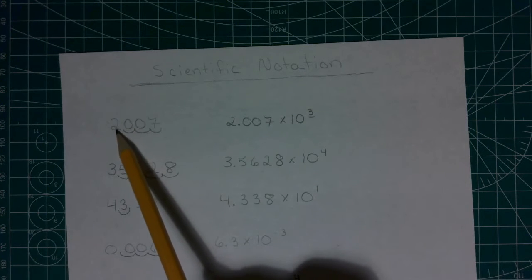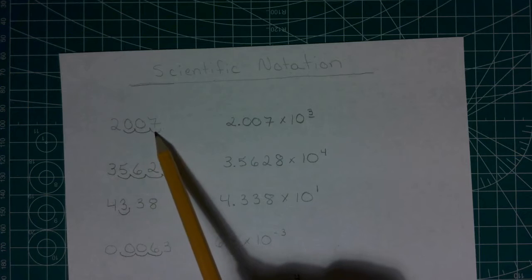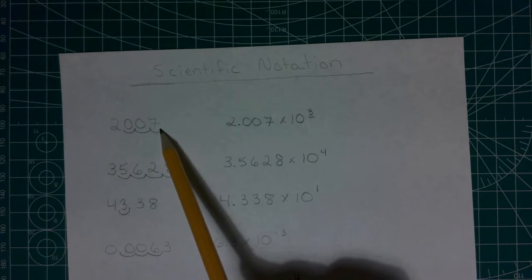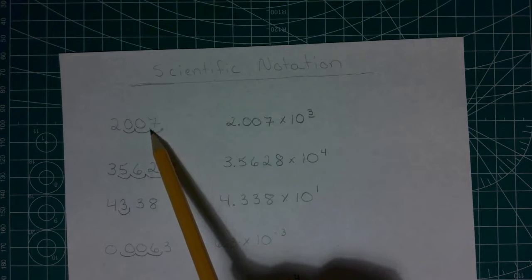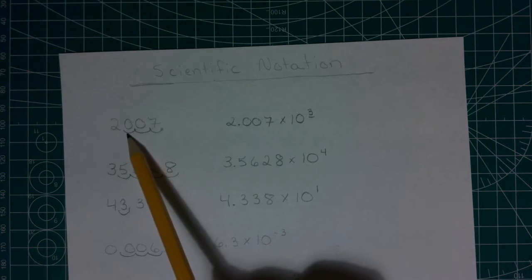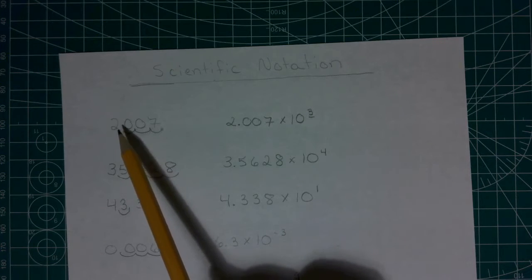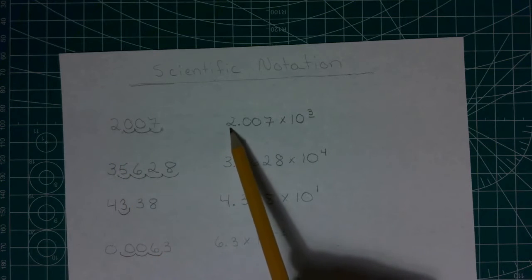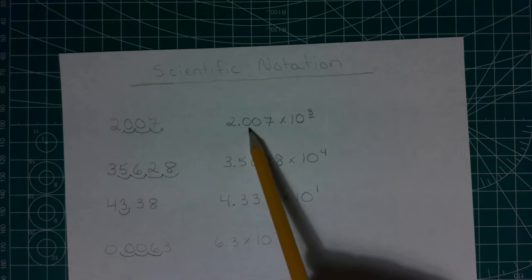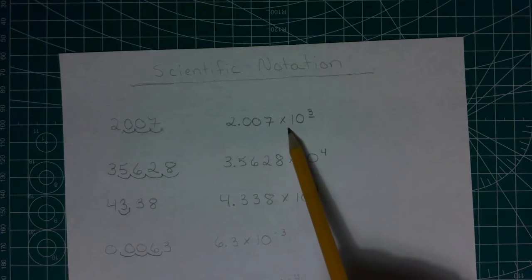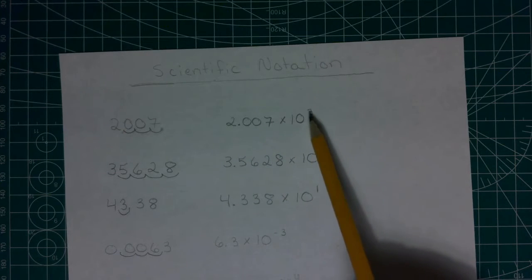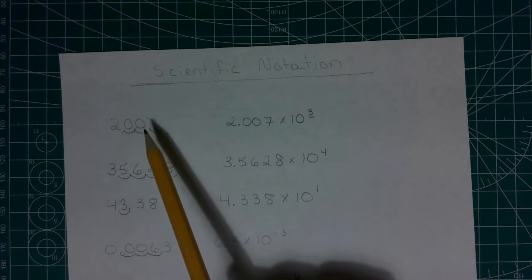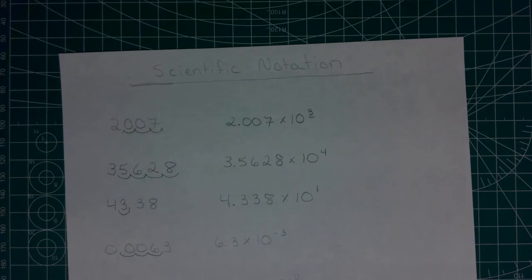So if we have an example here of 2007, I'm going to start right here where the decimal place is. I'm going to move it 1, 2, 3 so that I have the decimal place right after the first digit here. And then I'm going to write that out, 2.007 times 10 to the 3 because I had to move 3 times.